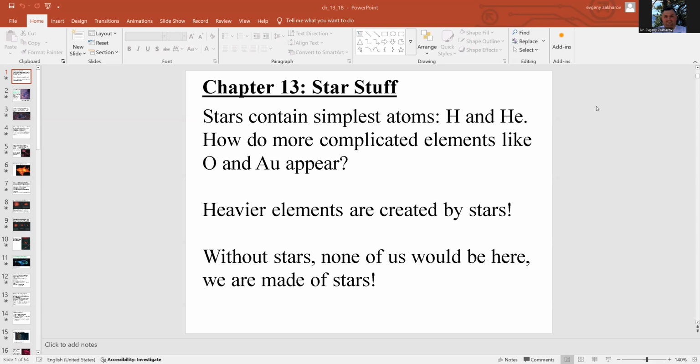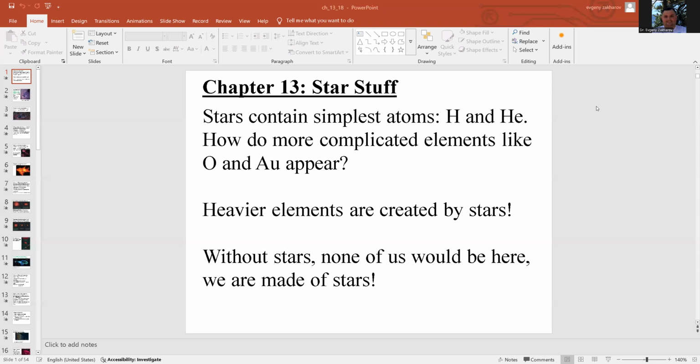Okay, one last chapter for the final exam, chapter 13. And in here, we will pretty much compare the parameters of low mass stars versus high mass stars. We'll discuss different scenarios, like what's going to happen to a certain type of star. And I will introduce you to the process of making elements that are heavier than hydrogen and helium.